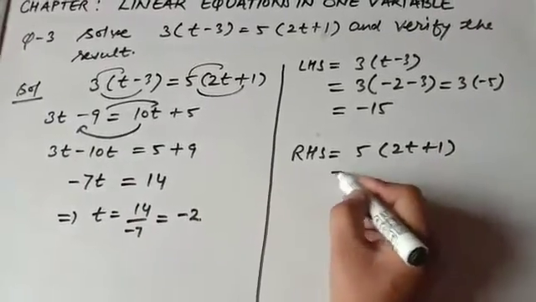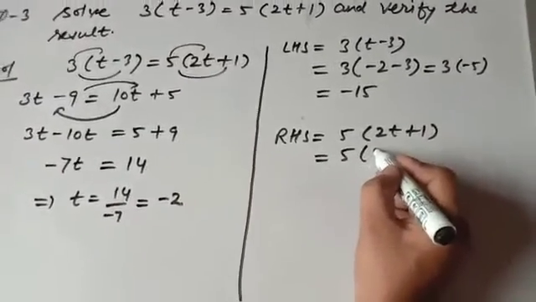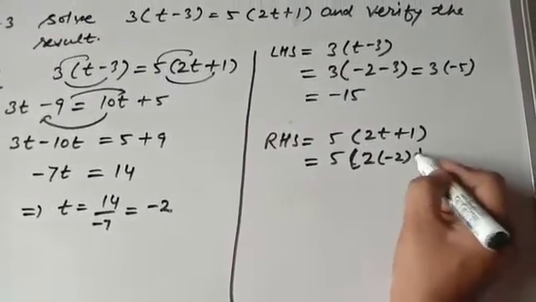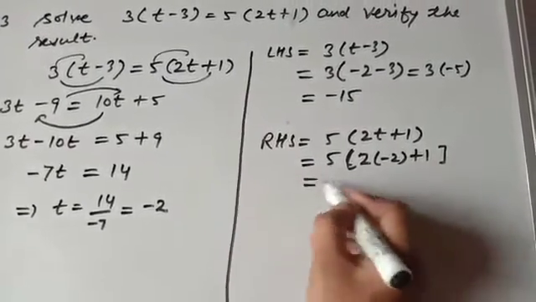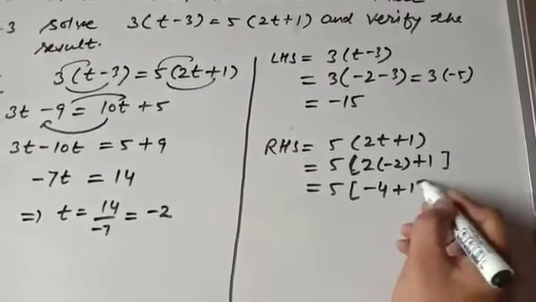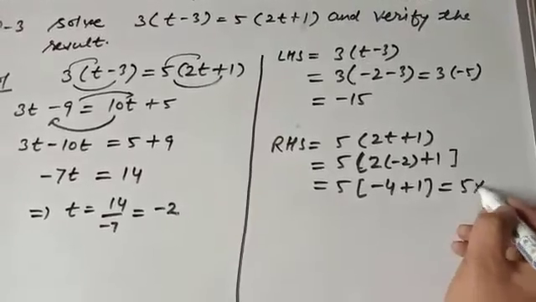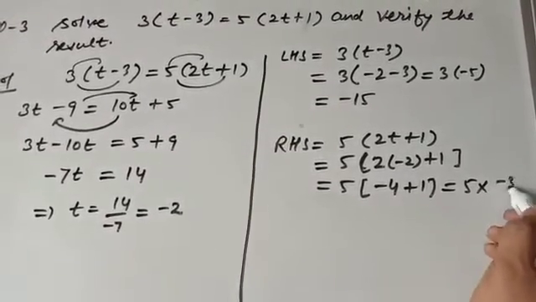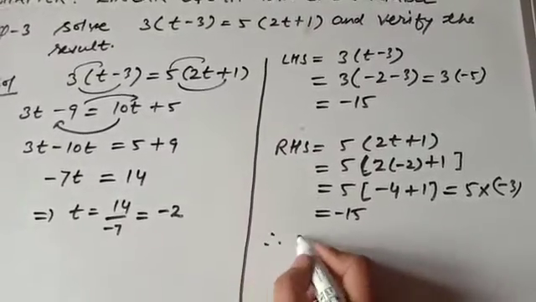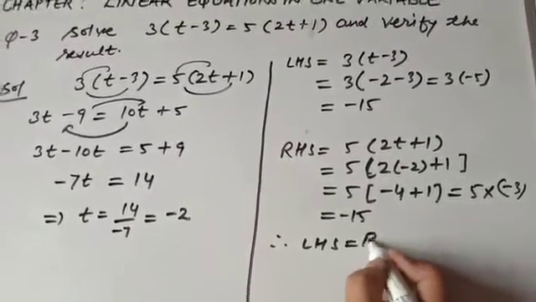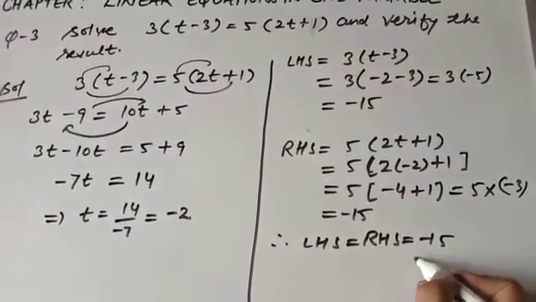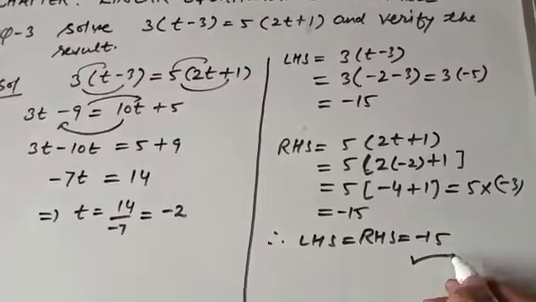Now we will put the value of t, that is equal to minus 2. So 5 into (2 into minus 2 plus 1), 2 2s are 4, that is with a negative sign, plus 1, and 5 into (minus 4 plus 1) is equal to 5 into minus 3, that is equal to minus 15. So therefore LHS is equal to RHS is equal to minus 15. So this verifies the result that the value of t is minus 2.